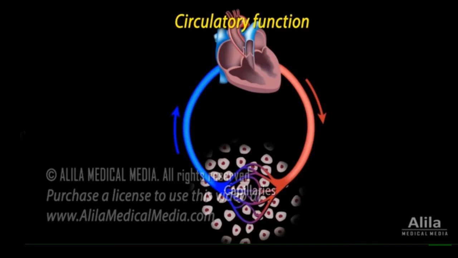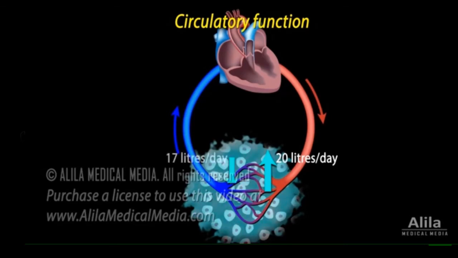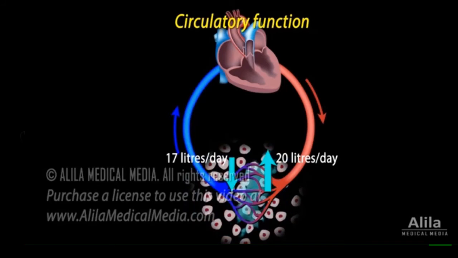Blood plasma containing nutrients moves out of capillaries at the arterial end of capillary beds, while tissue fluid containing wastes reabsorbs back in at the venous end. However, not all of the fluid is drawn back to the bloodstream at this point.